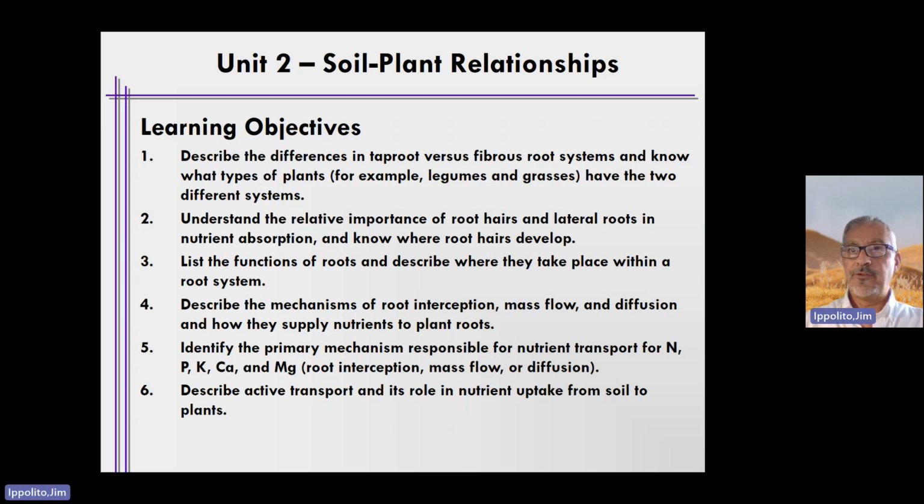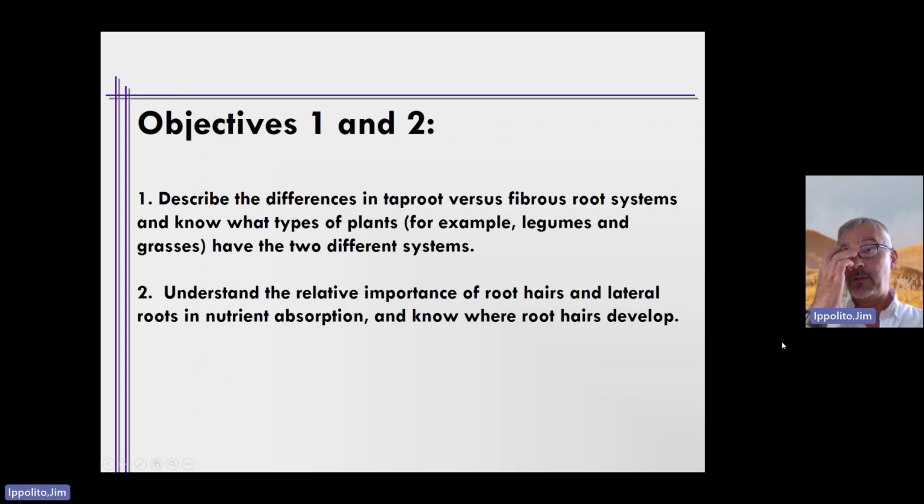And then objective number 6 is to describe active transport and its role in nutrient uptake from soil to plants. So mass flow, diffusion, and root interception are considered passive uptake mechanisms. Plants, yeah, they have to expend a little bit of energy to do this, but not as much energy as compared to active transport. So objective number 6, we'll talk about active transport. So let's do this first. Let's focus on objectives 1 and 2.